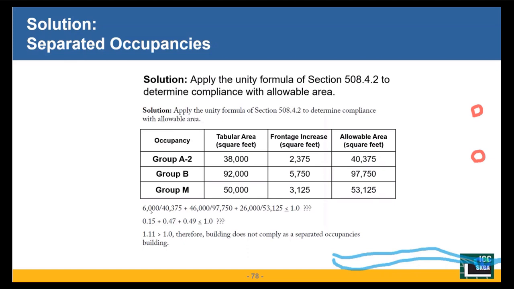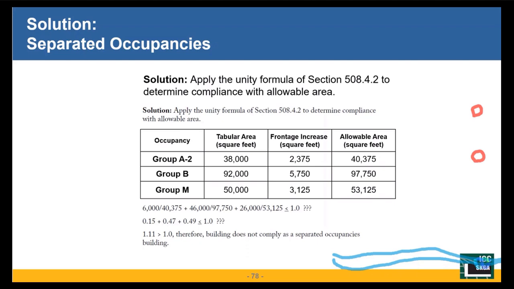So we divide the actual area of 6,000 square feet by the allowable area of Group A2. We divide the actual area of Group B by its allowable area, and we do the same for Group M, and the sum must be less than 1. This is the unity equation. It's basically a simple rational approach. So in this case, is it less than 1? It's not. Obviously 0.47 and 0.49 and 0.15 is more, it's 1.11. So the building does not comply as a separated occupancy building.